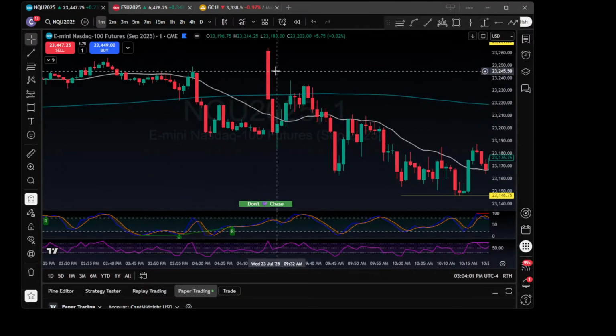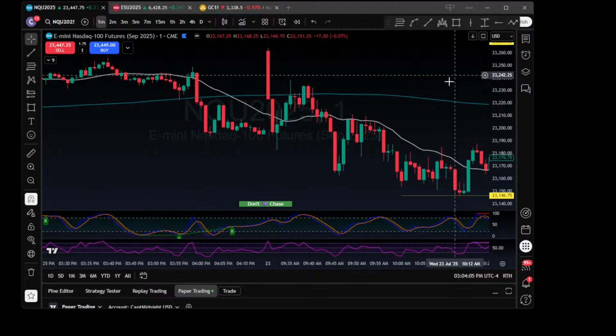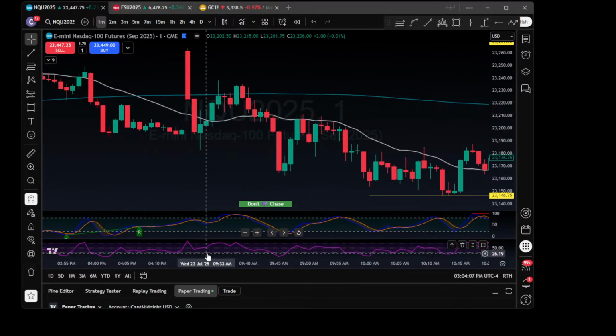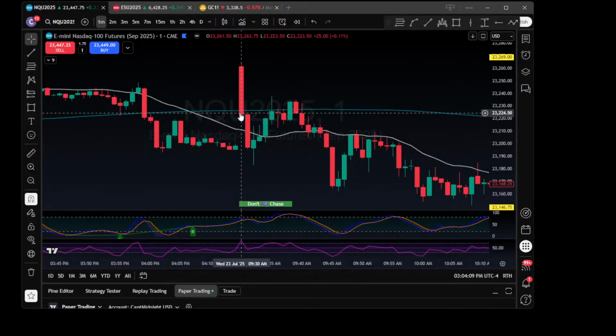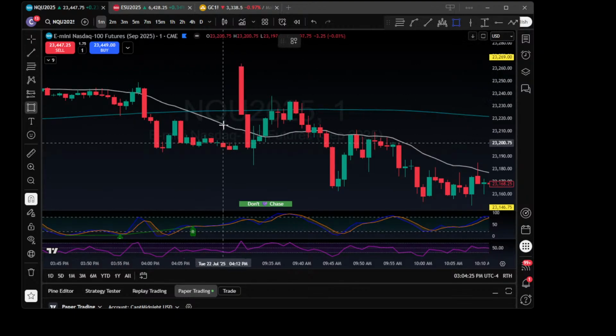Oh, this looks fun, huh? Now, this is a funny one. I can't remember what to do with this one, to be honest with you. Okay, this is a red candle, right? Doesn't look like it should be red, right? But it is, because what happened was price closed here and opened up here. And I can't remember what to do with this, so I don't know what to do.